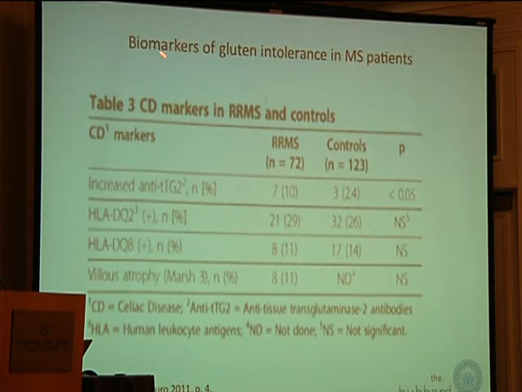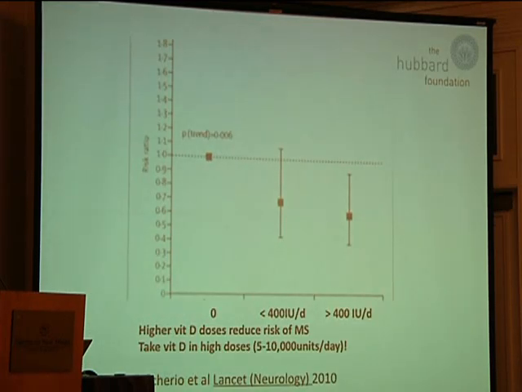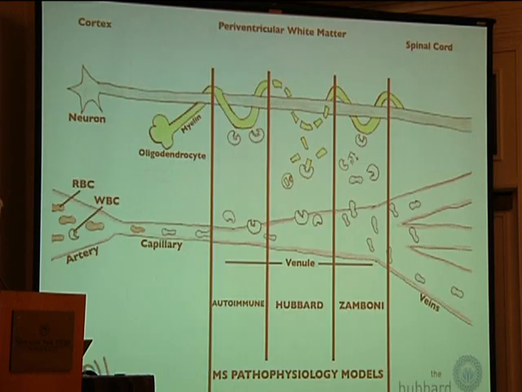These are biomarkers of gluten intolerance, MS versus controls. They are significantly elevated in MS patients. So this is a case for being on a gluten-free diet. While I'm talking about diet, which an MD should never do, the data on vitamin D actually makes it into neurology journals. Shocking, right? So you all ought to be on 5,000, 10,000 units of vitamin D.